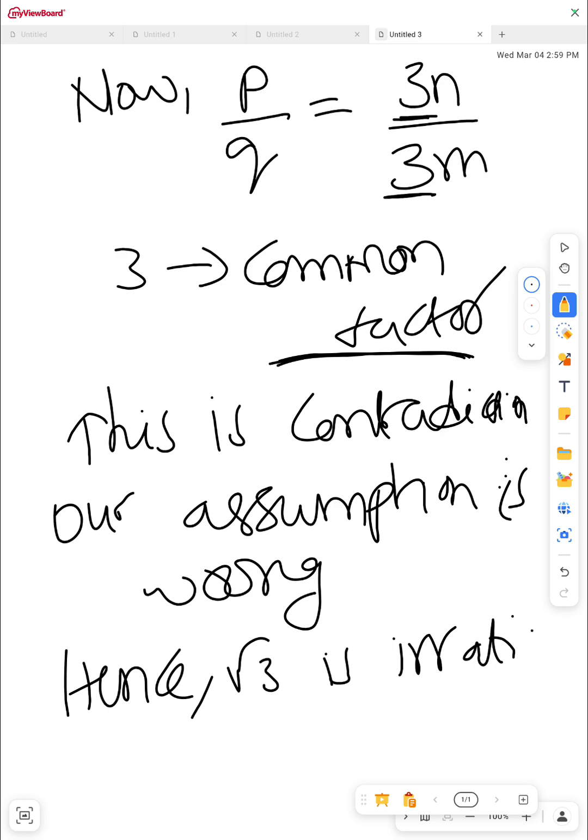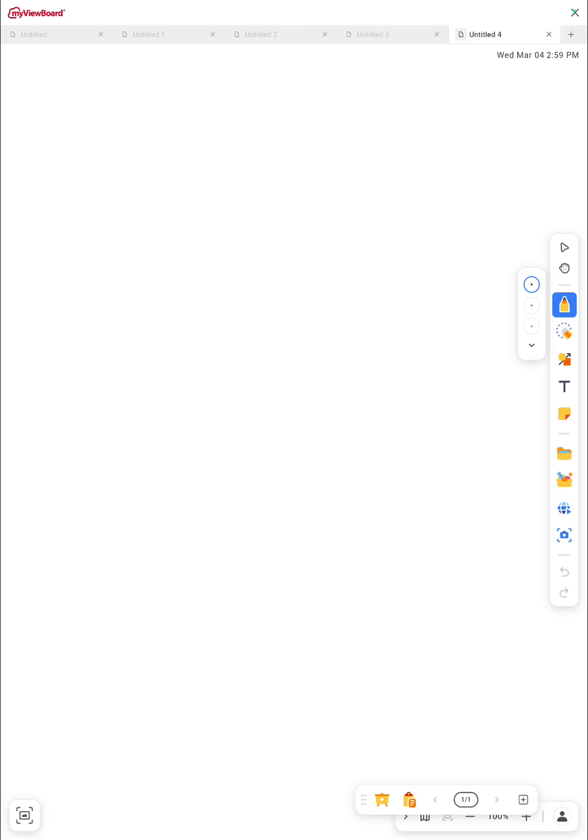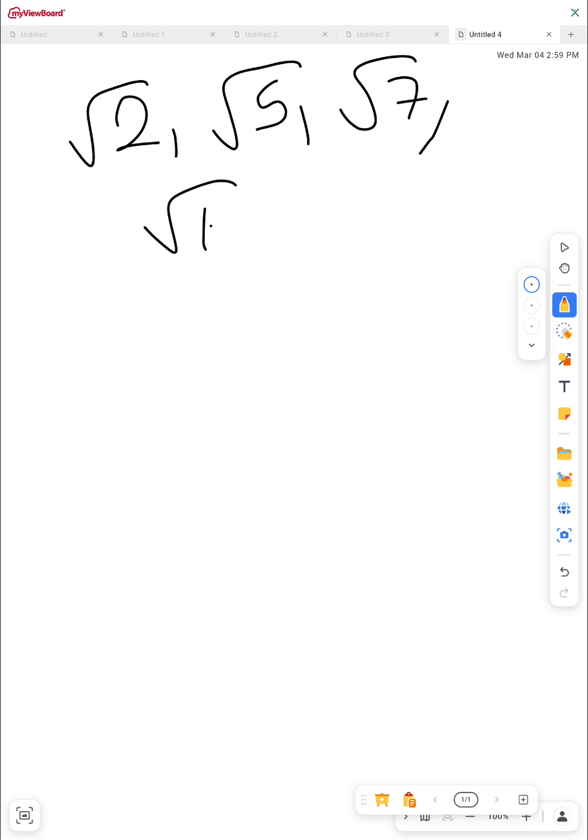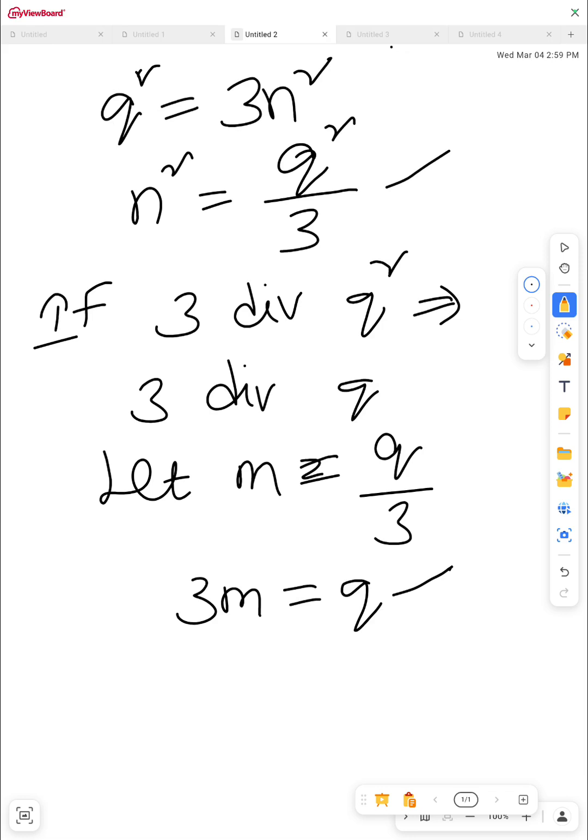In the same way, we need to prove it for every question, whatever the question may be. So if a prime number is under root, like root 2, root 5, root 7, root 11, root 13, and so on, whatever it may be, we need to prove it in this way only. This is the way to prove root 3 is an irrational number.